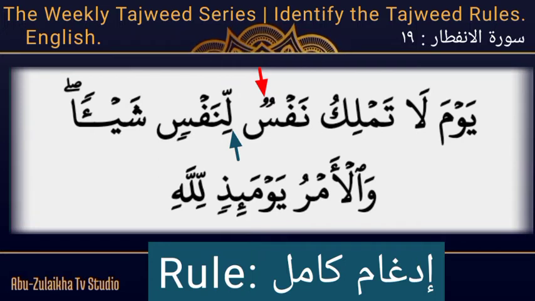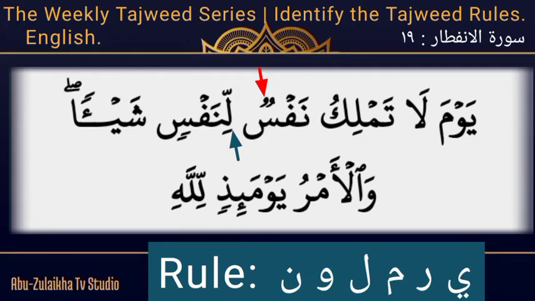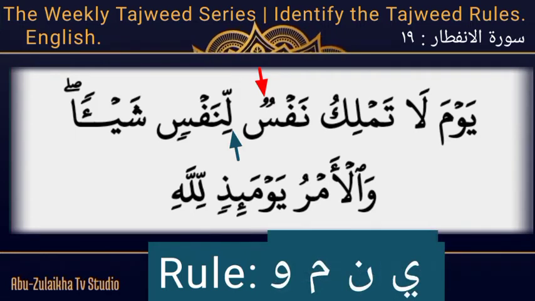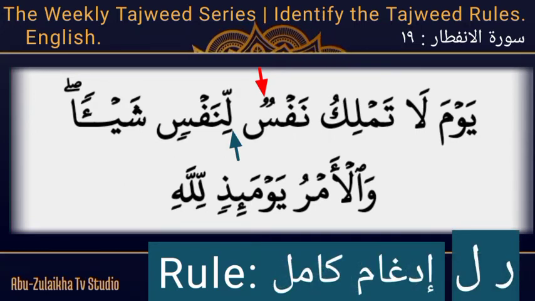And as we know, idgham has 6 letters, which are yarmalun, right? These are the 6 letters combined in a single word. Then these letters are subdivided into 2 groups. One group is known as idgham naqis, that is a partial assimilation, or idgham bi ghunna, right? It is assimilation with a nasalization. Do you understand it? With this partial assimilation, it has only 4 letters among the 6, which are in a single word known as yanmu, that is ya, nun, mim and wa, right? And the second group is known as idgham kamil. That one has only 2 letters, which are ra and lam, combined to be known as 'la-ra'.